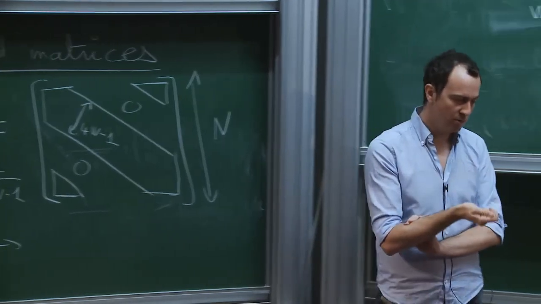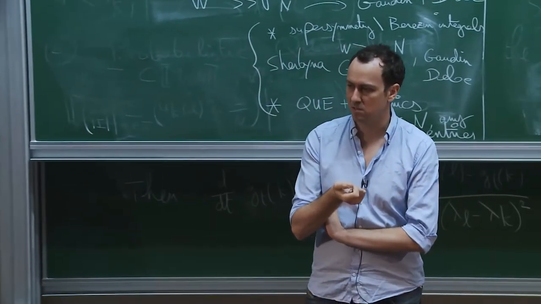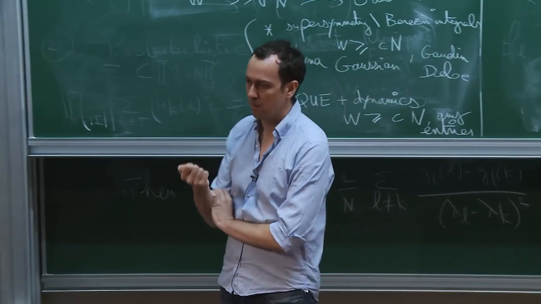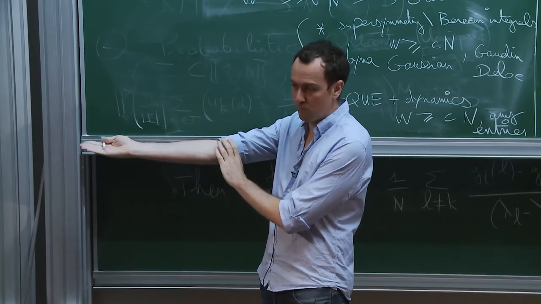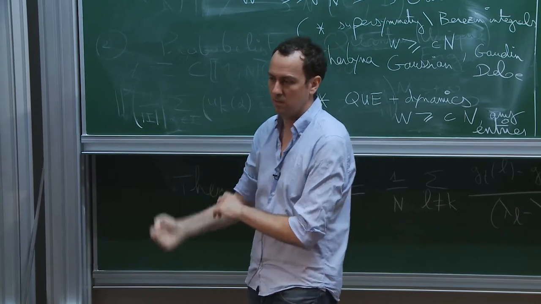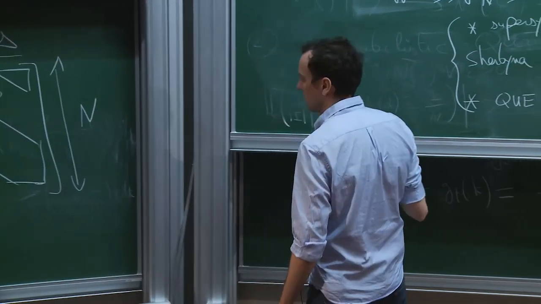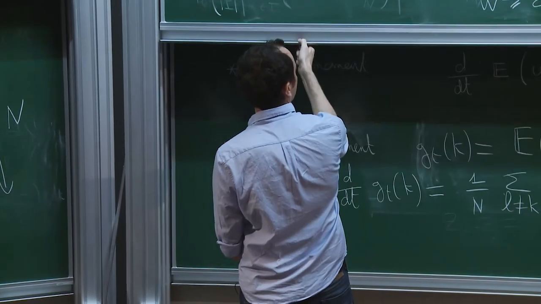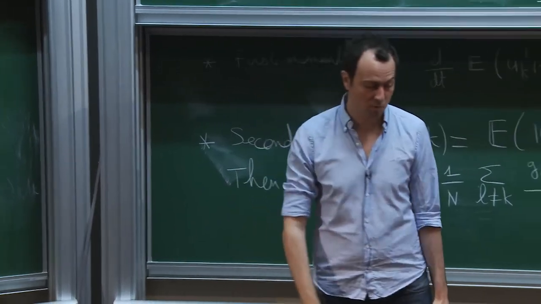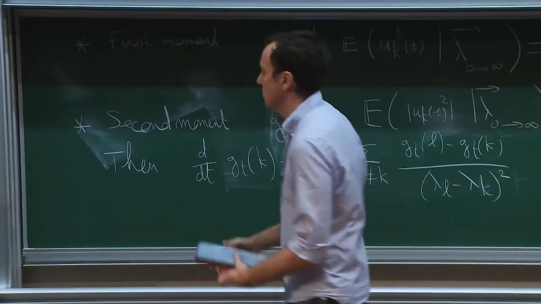Remember that theorem 1 relied on the fact that the variance was constant along the dynamics. If you start with a matrix where the geometry is imposed, it's completely wrong. So for the proof, theorem 1 fails. So you need to do something different.